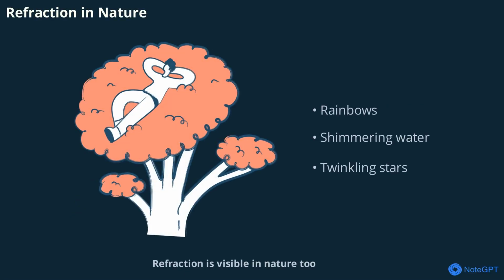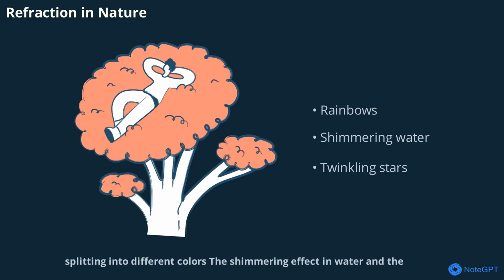Refraction is visible in nature too. Rainbows are formed when sunlight refracts through raindrops, splitting into different colors. The shimmering effect in water and the twinkling of stars are also caused by refraction. Nature uses these principles to create stunning visual effects.